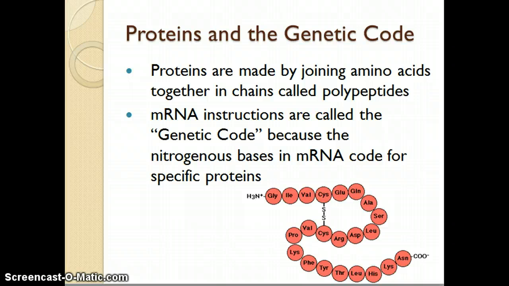Back in Chapter 2, you learned that proteins are polymers, made up of monomers called amino acids. A long chain of amino acids is called a polypeptide, and one or more polypeptides may be wound together to form a single protein. The instructions to put those amino acids in order are coded for by mRNA. mRNA is called the genetic code because the order of nitrogenous bases in mRNA code for specific amino acids that make up the protein.